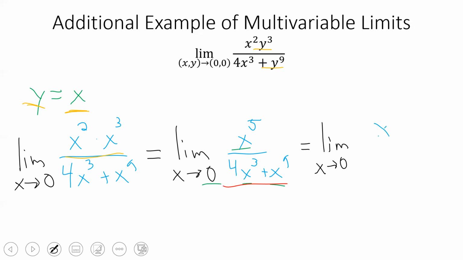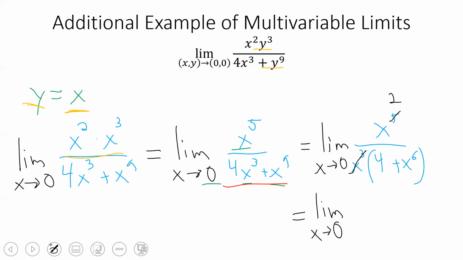So that'll give us x to the 5th in the numerator over, factor out an x cubed in the denominator, so this will be 4 plus x to the 6th. If we do that now, we can cancel out all the x cubes down here with some of the x's in the numerator, giving us an x squared in the numerator. So we're now taking the limit as x goes to 0. We'll have x squared over 4 plus x to the 6th.